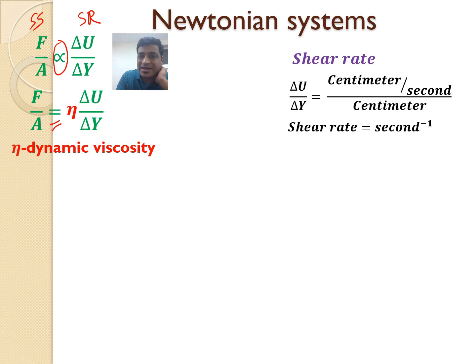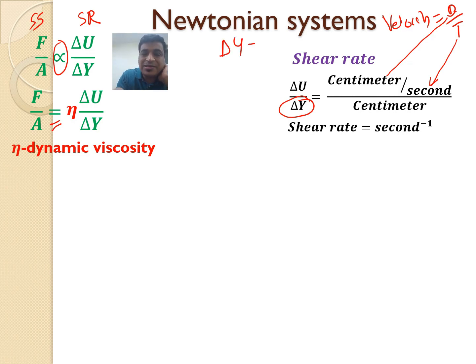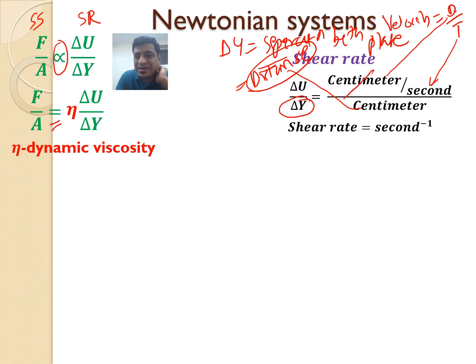So now let's figure out the units of shearing rate and shearing stress. What is the shearing rate? Delta U over delta Y. And what is delta U? It is the velocity, and velocity is distance over time. How are you measuring the distance? In centimeter. And how are you measuring the time? In second. Now, how about delta Y? Delta Y is the separation between the plates. So again it is a distance, isn't it? So how are you measuring the distance? Again in centimeter. So this centimeter and this centimeter get cancelled. So the unit of shearing rate is second inverse.